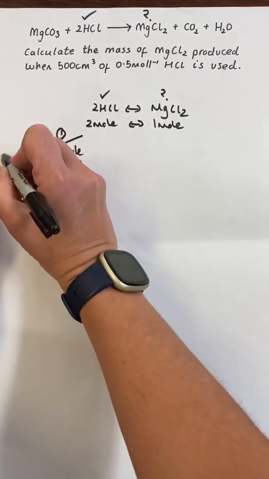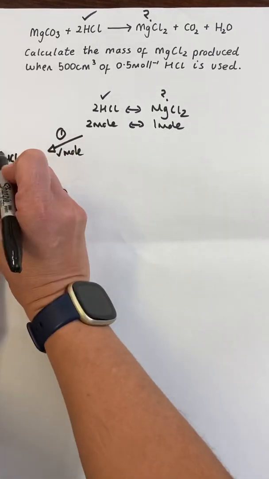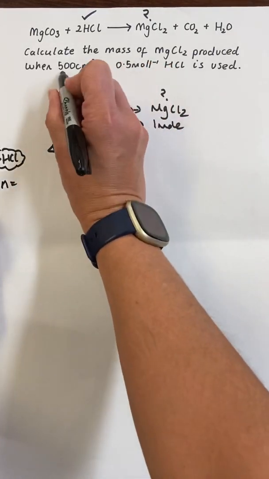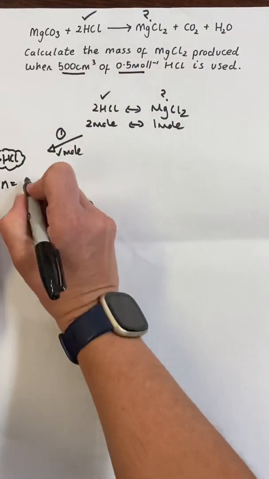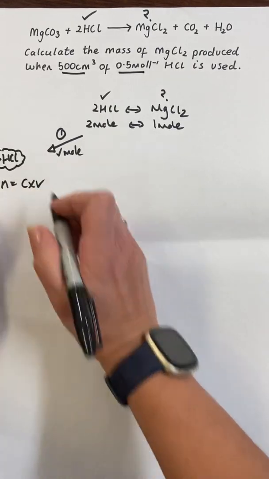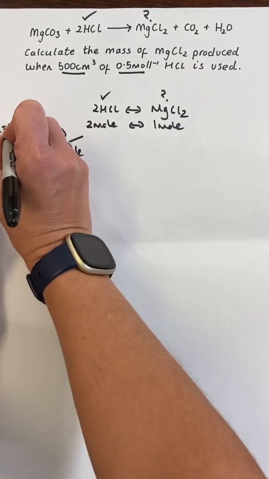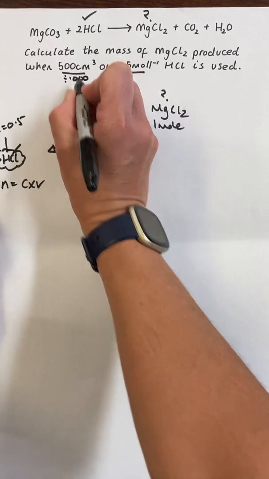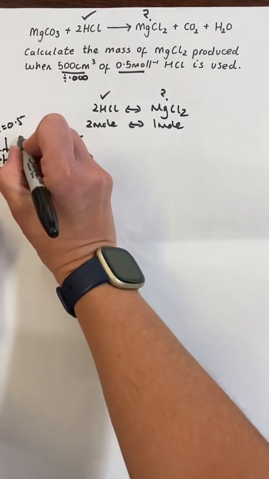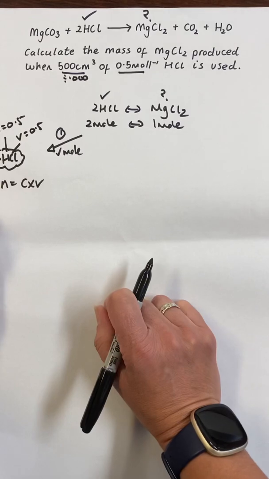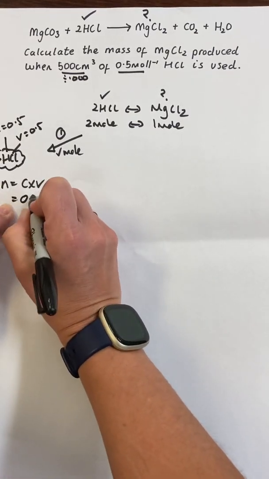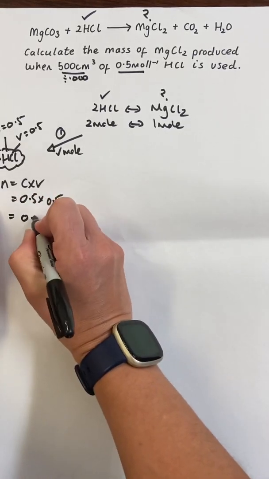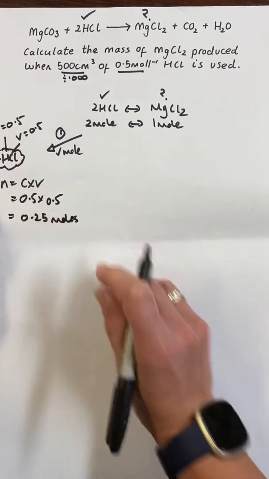Step number 1 is the tick number moles, so tick, mole. I'm using HCl, so I take my HCl over to the side and I look at the information I have about HCl. I'm trying to work out number of moles, but look, I have a concentration and a volume here, so I'm going to be c times v this time. Now my concentration is 0.5 and my volume, although it's 500 cubic centimetres, remember, I need to change that into litres, so divide by 1,000. So my volume is also 0.5. So concentration 0.5 multiplied by volume 0.5. So I have a number of moles of 0.25 moles.